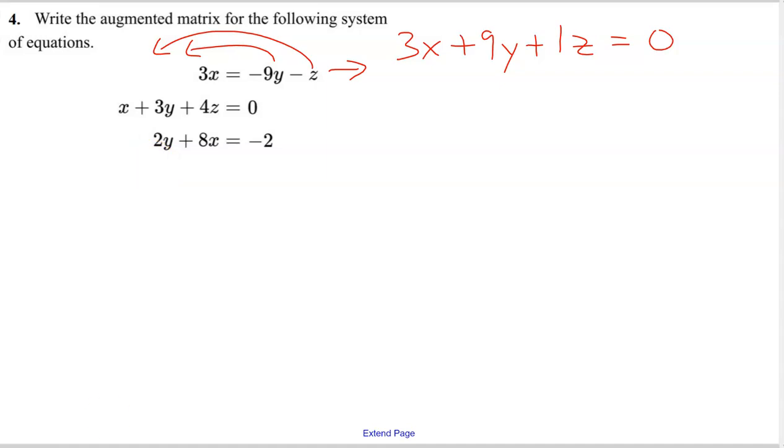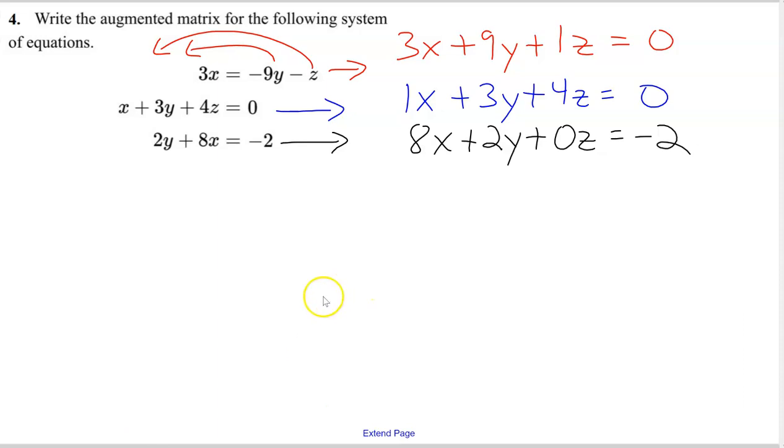Okay, on this next equation, everything's already lined up. I already got a 1x, 3y, 4z is equal to 0. And now on this last one here, this was lined up. It's just not in the right order. So I moved the 8x without moving across the equal sign, so I don't change the sign. Just kept it positive 8x. The 2y is positive. I put a placeholder here. This is 0z, right? And it's equal to negative 2.